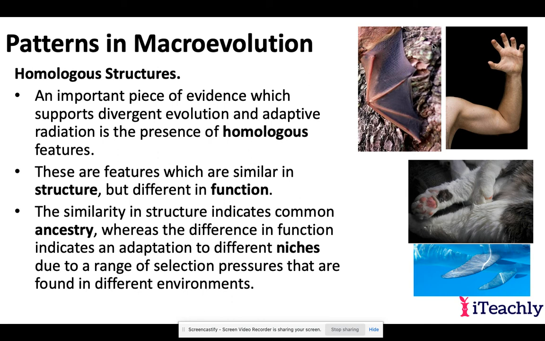And we see this from humans all the way to the wing of a bat. We have the same bone structures, but the bat wing is used for flight, the human arm limb is used for lifting, and even the paw of a cat is used for walking and supporting weight. But if you look again, the structures are similar.